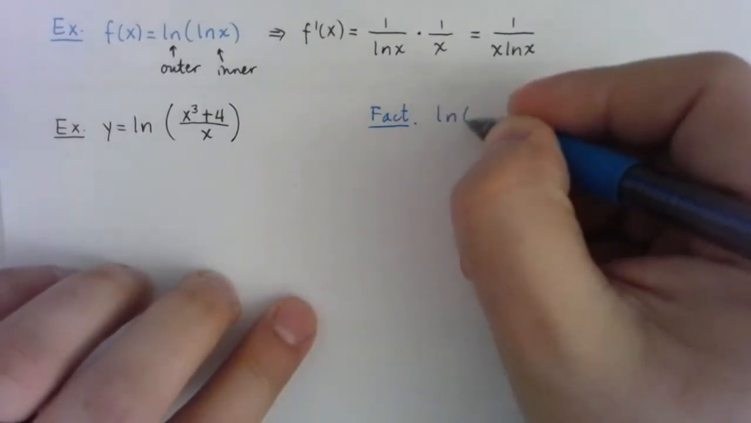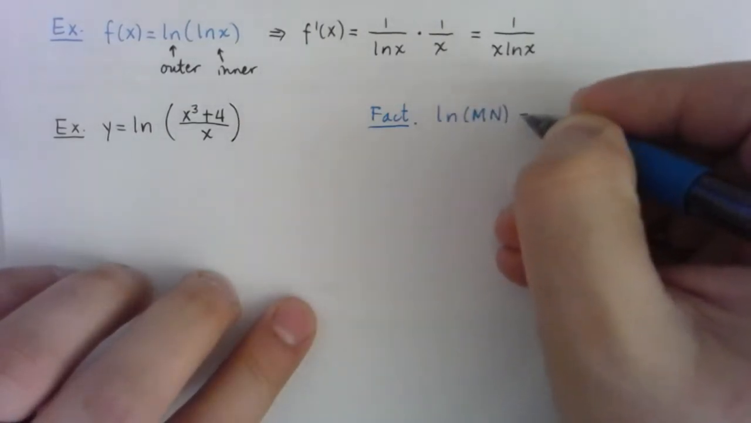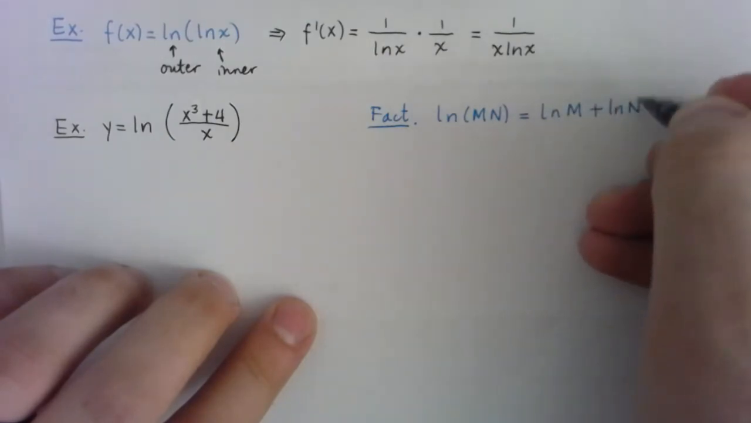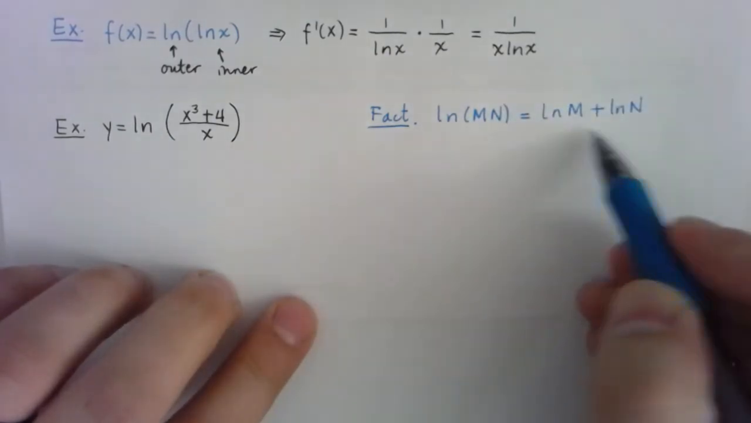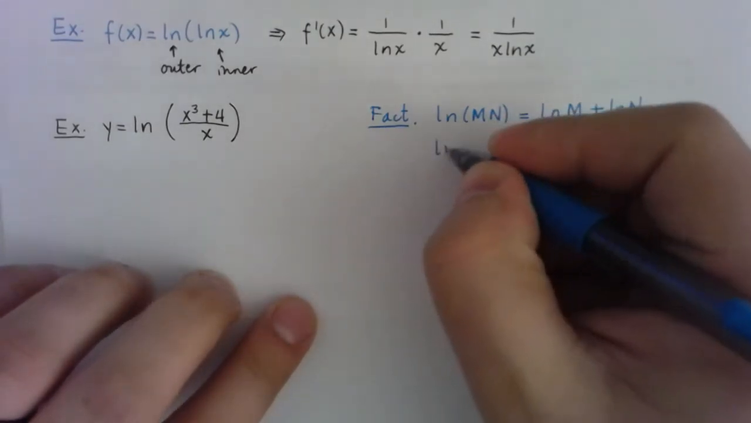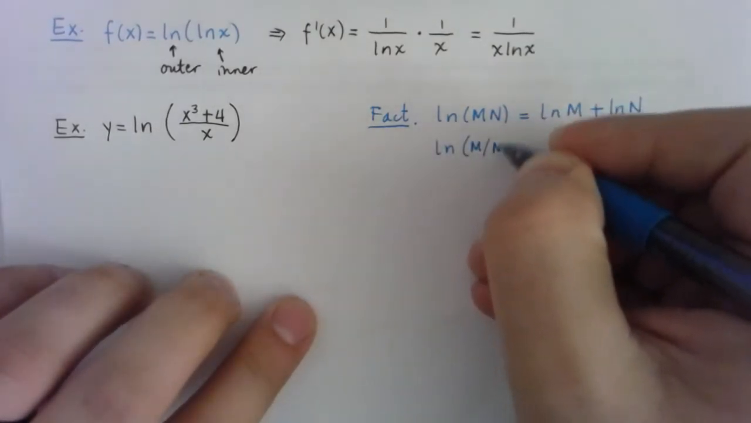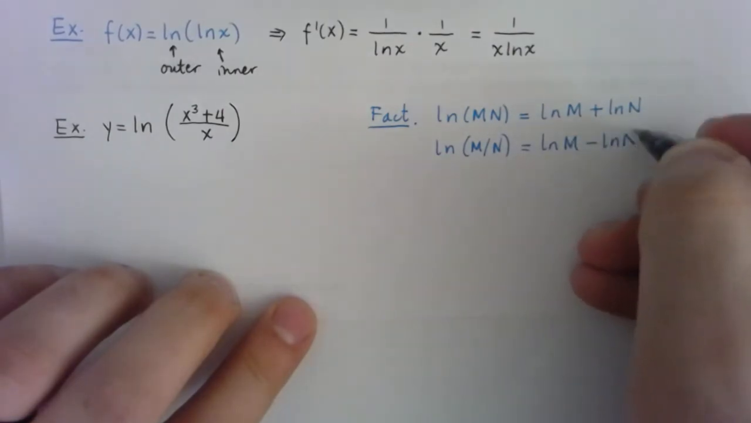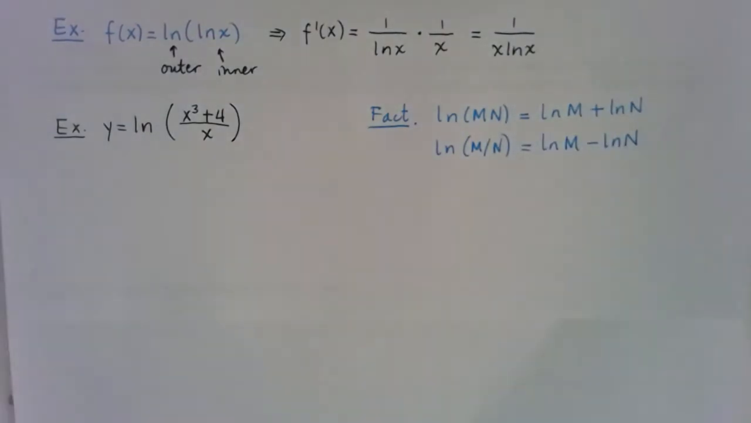So if you have ln m times n, you can write this down as ln m plus ln n. Product inside ln becomes the sum of the ln's. And if you have ln m over n, that's going to be ln m minus ln n. So these are the rules that we have.